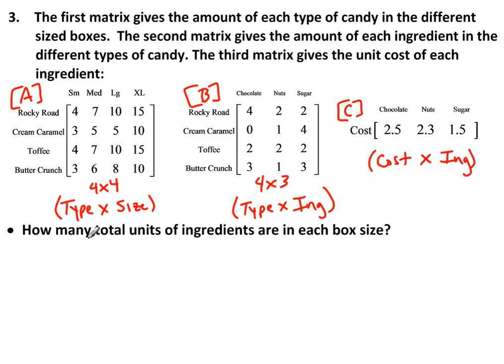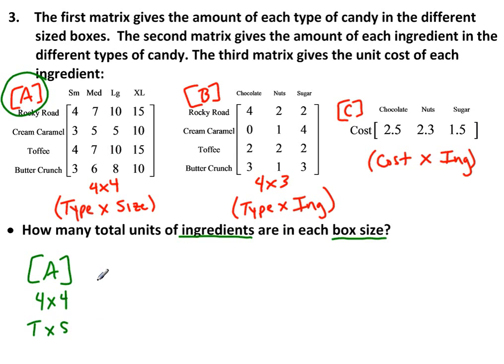So the question says, how many total units of ingredients are in each box size? So if I look, they care about ingredients and box size. That's going to be the clues to let me know which matrices I need. Well, there's only one matrix that talks about box size, and that's matrix A. Okay, so I know I have to use matrix A somewhere. So I'm just going to put that down here. Now I'm going to use A. I know A is a 4 by 4, and it's the type of candy by the size. Okay, so that's going to help me out.